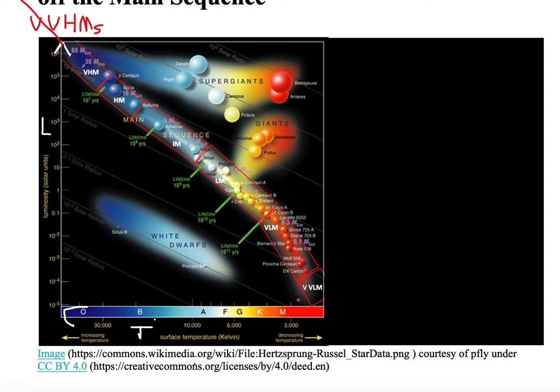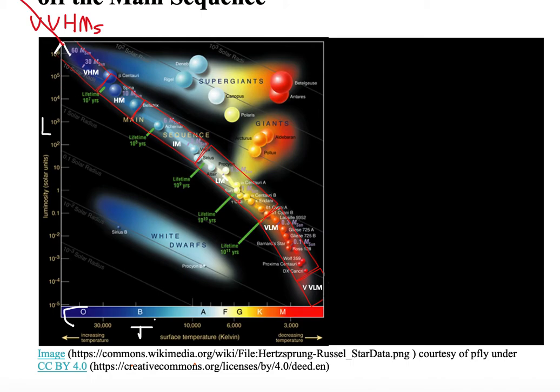Once again, at the very bottom right corner is our very, very low mass stars. Moving up the diagonal towards the upper left, we've got very low mass stars, then low mass stars, then intermediate mass stars, high mass stars, followed by very high mass stars, and then very, very high mass stars.